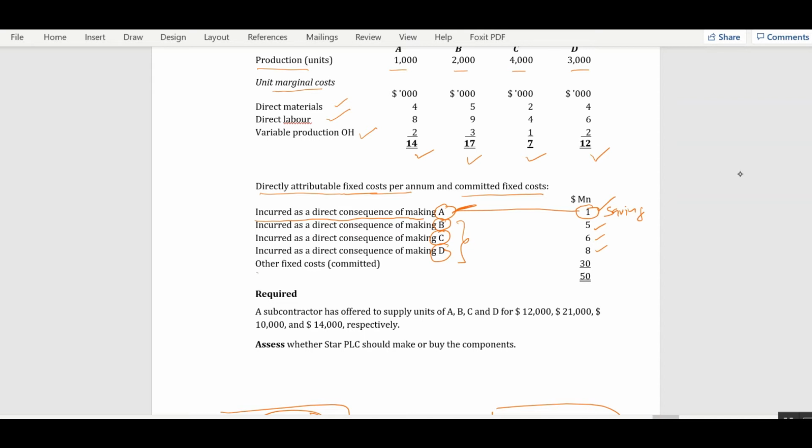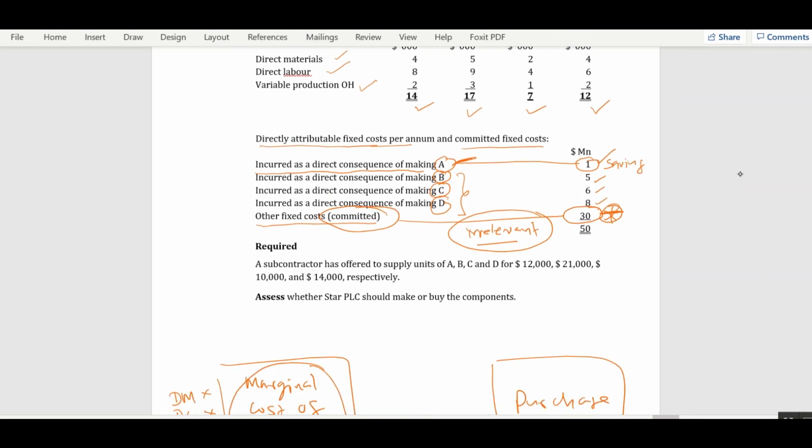Then what about this other fixed cost, committed? This committed fixed cost is irrelevant. Why is that? This is an irrelevant cost because regardless of your decision, whether you decided to manufacture in-house or purchase outside, this cost anyway will have to be incurred. So therefore this is a common cost or the committed cost. So therefore this is irrelevant for our decision making.